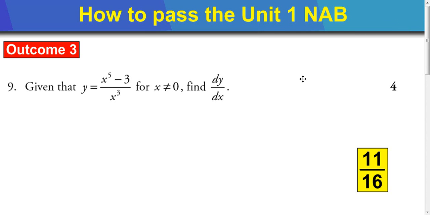In this video we're going to look at how to pass outcome 3, which is the differentiation outcome. This is the biggest outcome in the NAB and you need 11 out of 16 to pass. So I'll do this video in two parts.